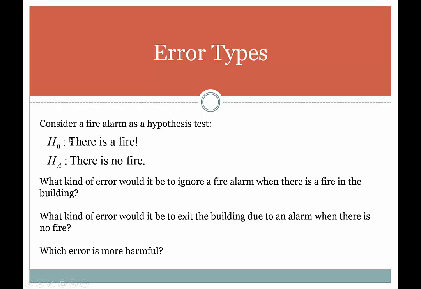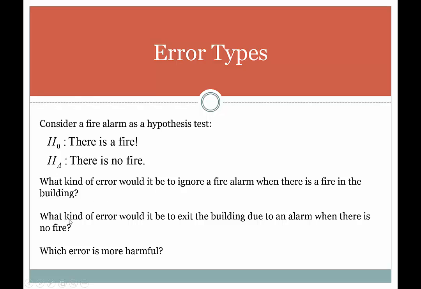If I set up my null hypothesis this way and my alternative this way, what kind of error would happen if you ignored a fire alarm when there is a fire in the building? So there is a fire in the building would mean that H0 is true. And if you ignore it, you're essentially rejecting the fire alarm. You're saying, oh, I don't believe that. It's ringing. It's probably just a false alarm, right? You reject it. So you've made a mistake. And you've made a type 1 error then, right? Because if there is a fire, the null is true. And by ignoring it, you're basically rejecting a true hypothesis.